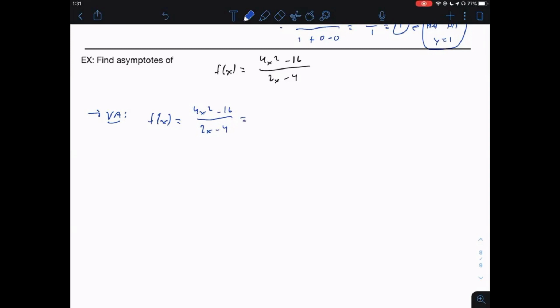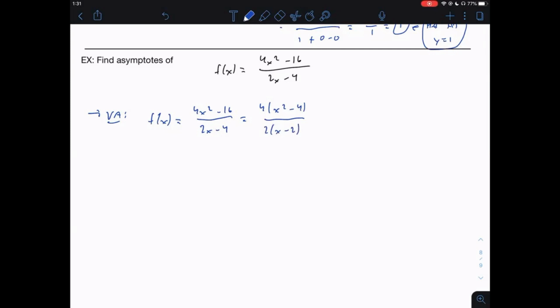All right, so let's take out some common factors from the top and the bottom. On top, we have 4x squared minus 16. What do these two terms have in common? They have a common factor of 4. So we're going to have 4 on top over x squared minus 4. Divided by, now what do we have in common between the bottom two? 2x and negative 4 have a 2 in common. So 2 times parentheses, x minus 2.